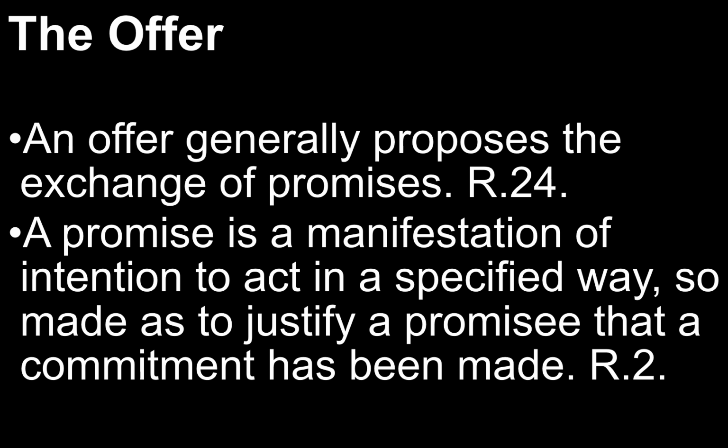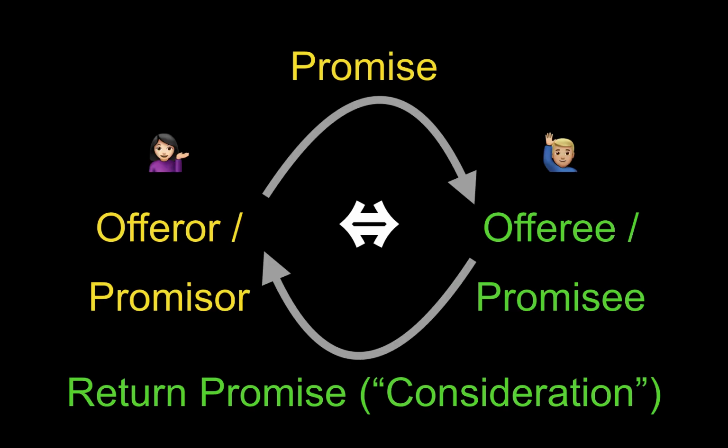A promise is a manifestation of an intention to act in a certain way, so made as to justify a promisee that a commitment to act in that way has been made. Let's look at that visually. On the left-hand side, you see the offeror, the promisor, the master of the bargain, who's making certain promises to the offeree, or the promisee, and seeking in return certain promises from the offeree. Both parties will have to abide by those promises. Both parties will have to perform in order for the contract to work.